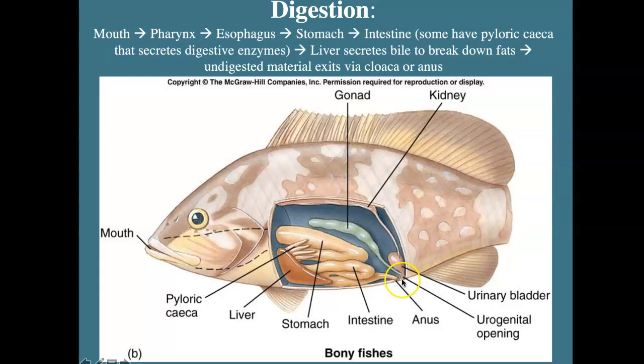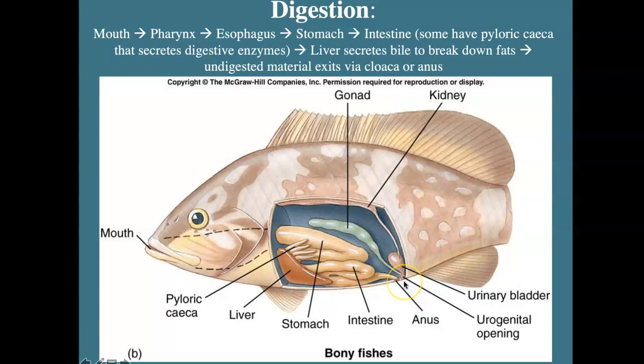Now your cartilaginous fish only have 1. They have what's called a cloaca, but your bony fish can have an anus and then a urogenital opening. So the anus would expel your more solid wastes, and then your urogenital opening in some of your bony fish is a separate opening that would release your urinary waste, and it's also used for reproduction. So you can see the gonad here is attached to that. So a little different structure in some of your bony fish, in that they can have these 2 openings, an anus and a urogenital opening.